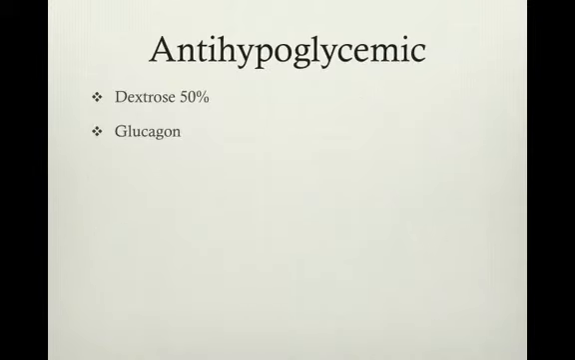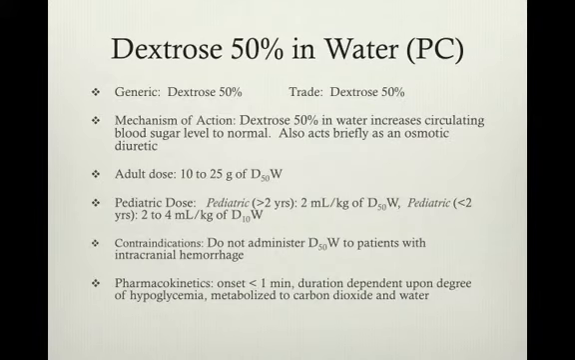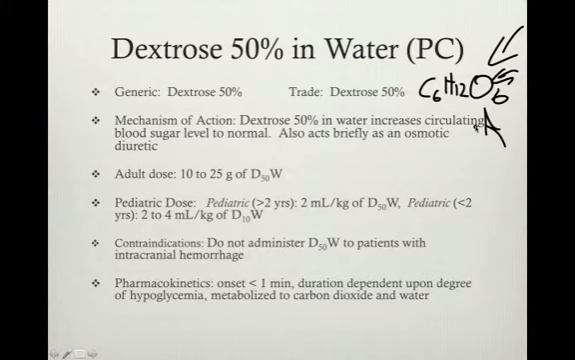Antihypoglycemic agents. We have 2 of them, one of them being dextrose and the other one being glucagon. Dextrose 50% in water. Generic on this is going to be D50, and the trade name is going to be D50, same and same. Mechanism of action: dextrose 50% in water increases circulating blood glucose levels to normal. Also acts briefly as an osmotic diuretic, and that's because of very large molecules. The molecule on a sugar molecule is C6H12O6. A very large molecule, has a lot of molecular weight to it, and unfortunately will pull fluid towards it.